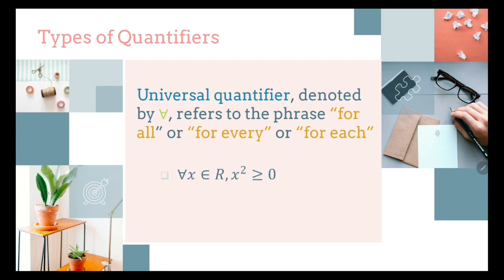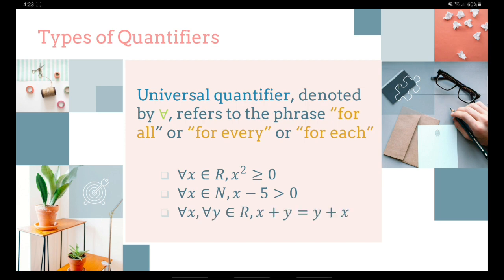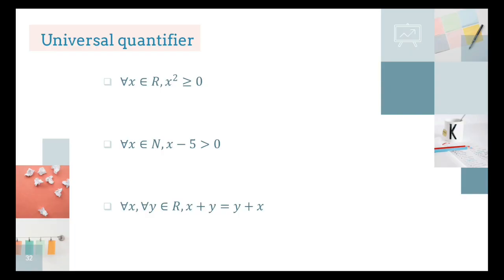Example, for all values of x, element of real numbers, x squared is greater than or equal to 0. For all values of x, element of natural numbers, x minus 5 is greater than 0. For all values of x and for all values of y, element of real numbers, x plus y is equal to y plus x. Let's try to find the truth value of these statements.